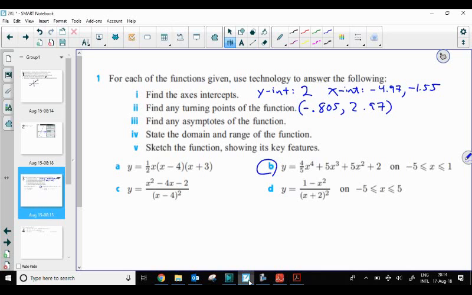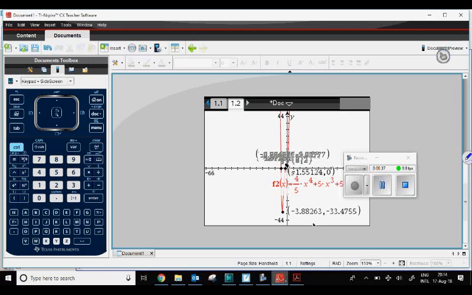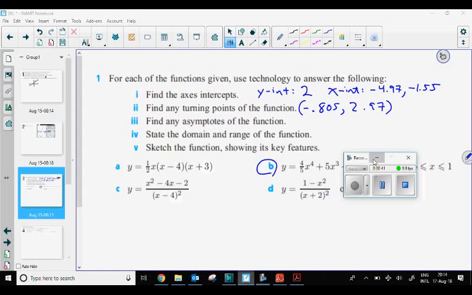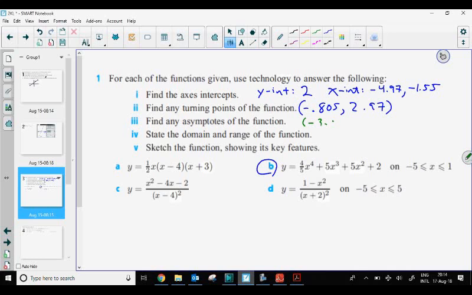Okay, let's jot these down. So my other turning points, I'll put my minima in green here. That was negative 3.88, negative 33.5, and my other minimum was at 0, 2. Okay, asymptotes of the function.